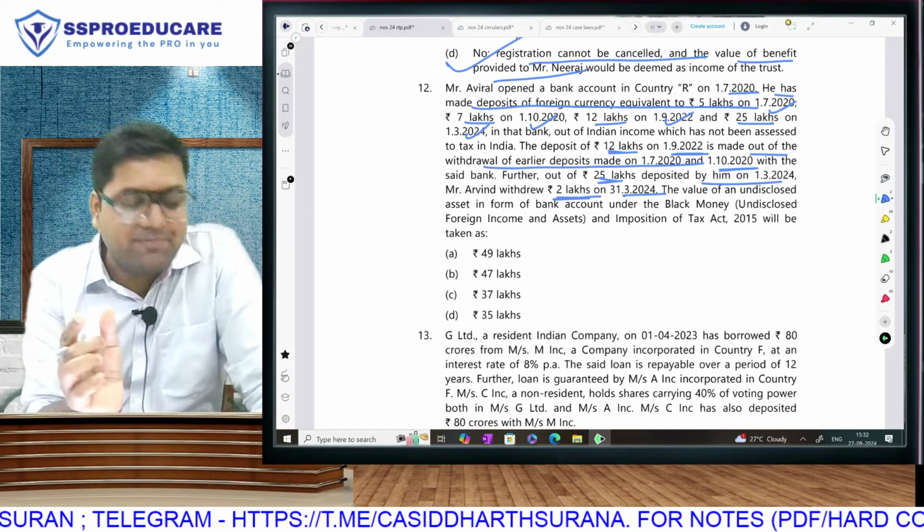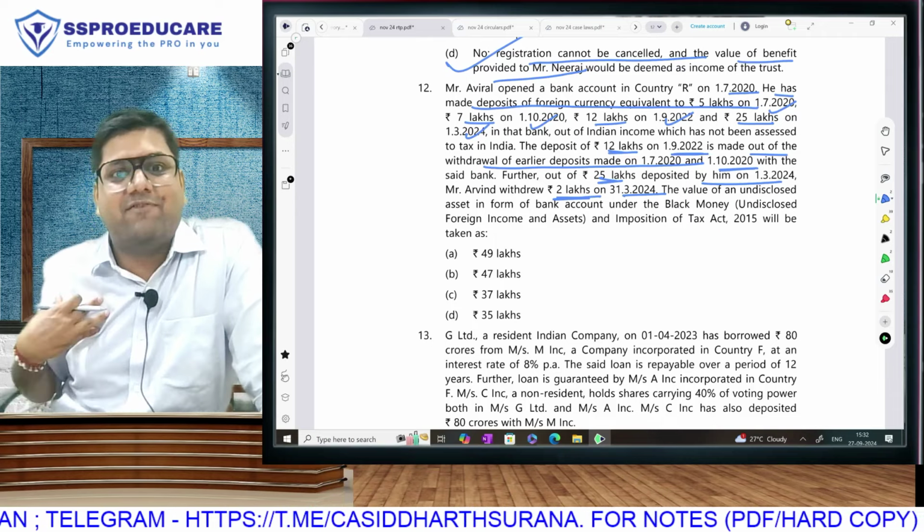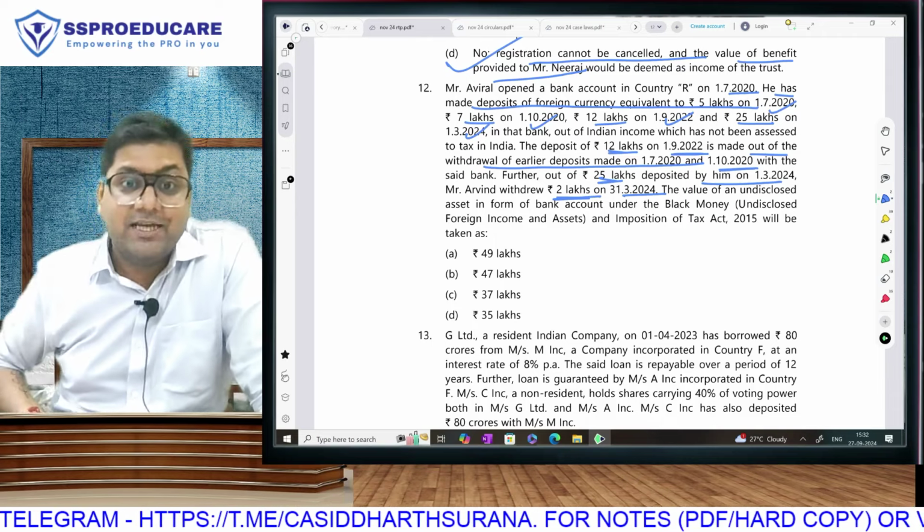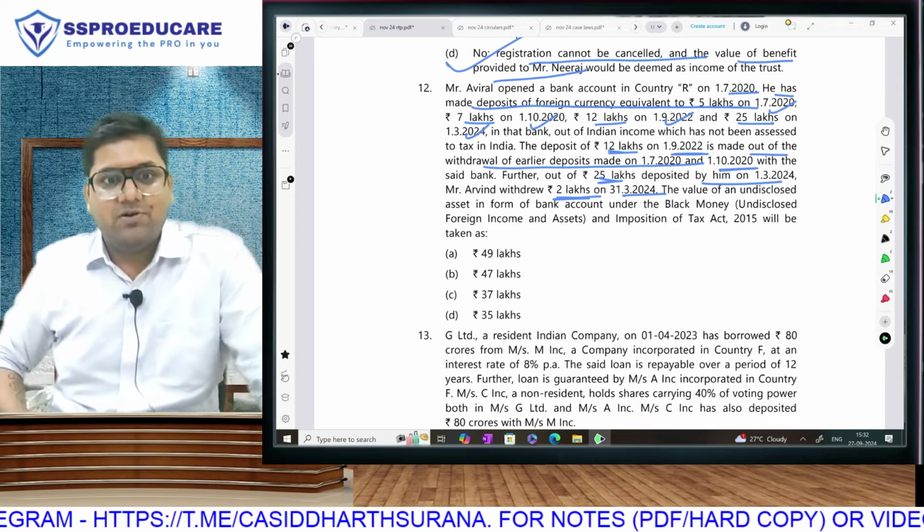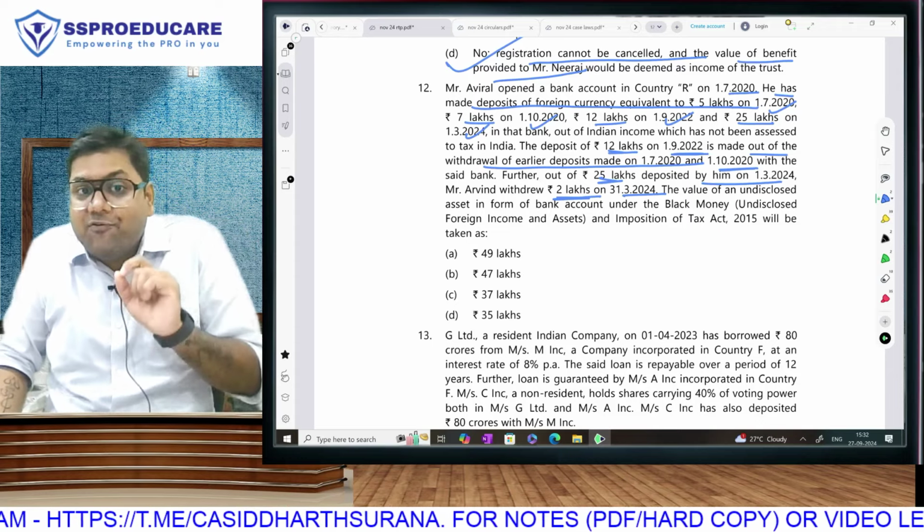We don't see the closing balance, because in the closing balance you may have withdrawn. I have undisclosed income of 50 lakh, but I withdraw. Balance becomes 0. But 50 lakh was undeclared. So we will take the total of our deposit.